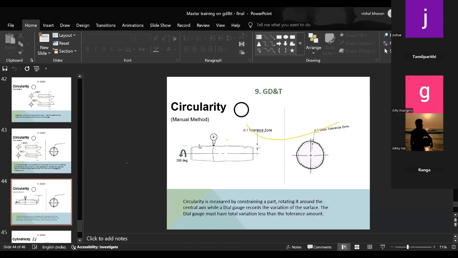So here the manual method for circularity is: the part is clamped in a V block or any other clamping fixture, and then the dial gauge is placed on the part and set at 0, and then the part should be rotated through 360 degrees, so we can get the reading of the circularity.